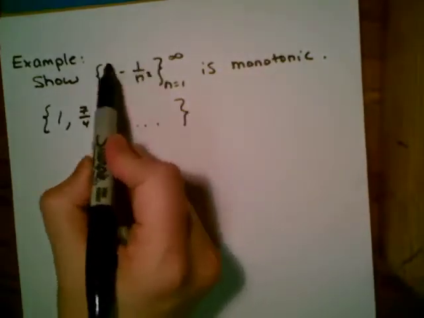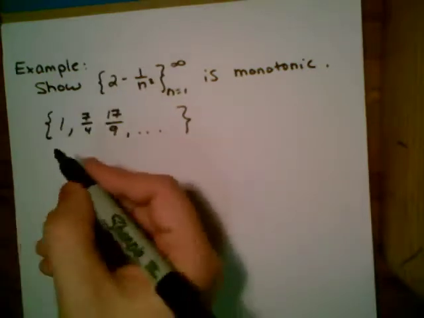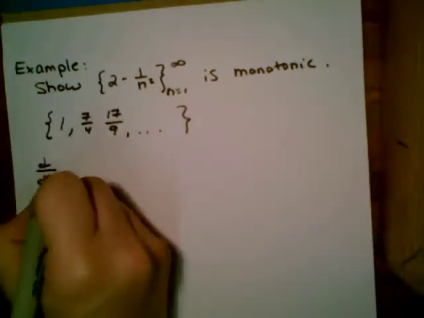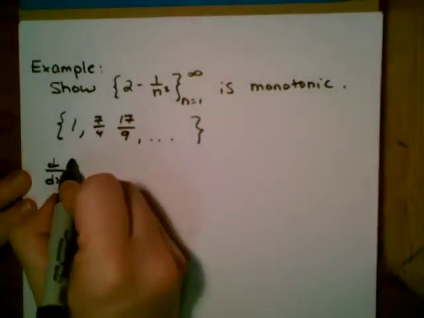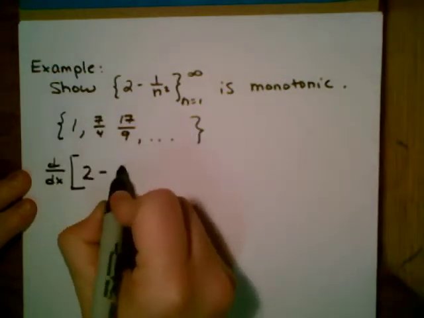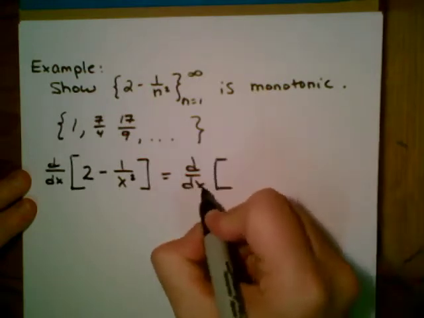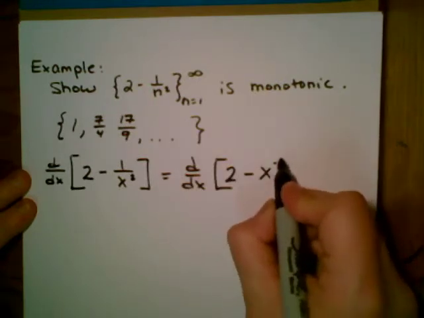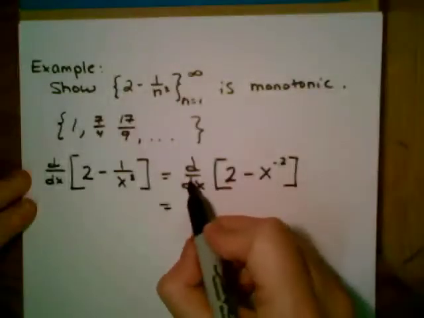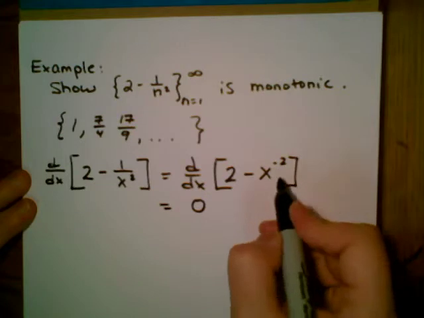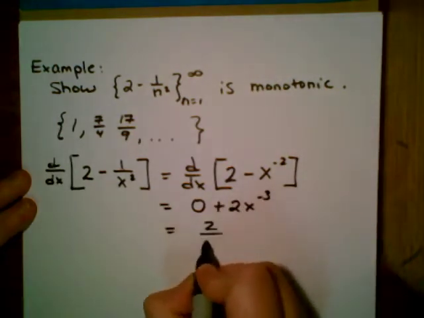Now, because of this algebraic form of each term, we can take a derivative. Let's just think in terms of x for now, because it's kind of hard to write the derivative in terms of n. So if we take the derivative of the function 2 minus 1 over x squared, we might rewrite that so that we can use the power rule, 2 minus x to the negative 2. And the derivative of the constant is just 0. And the derivative of negative x to the negative 2 becomes positive 2x to the negative 3, or 2 over x cubed.